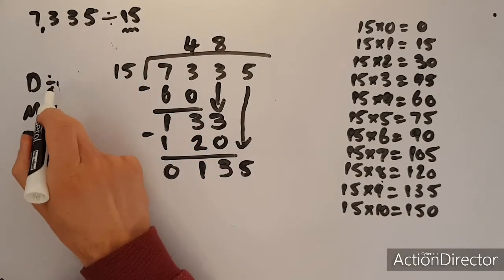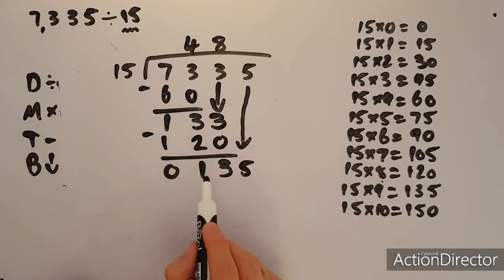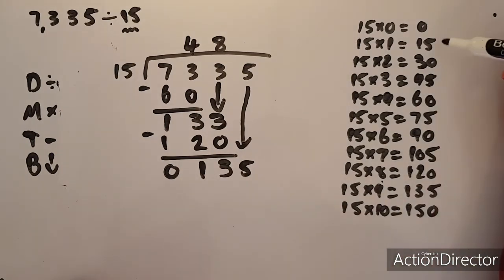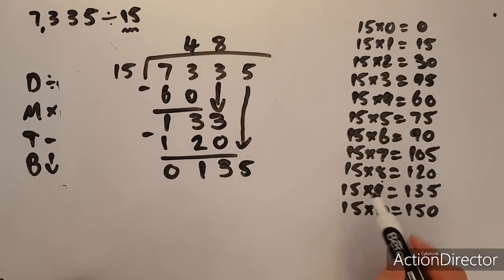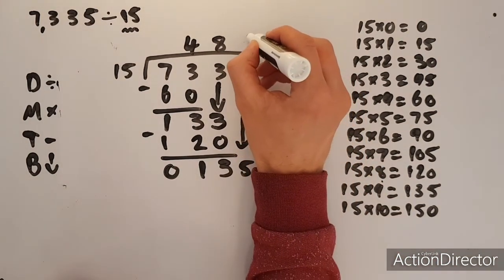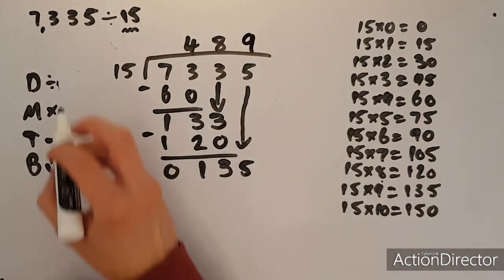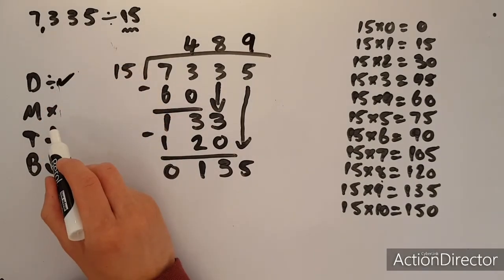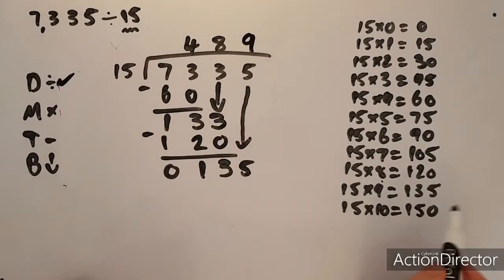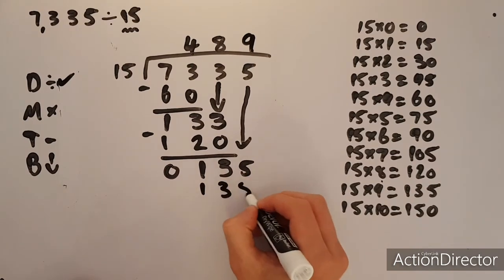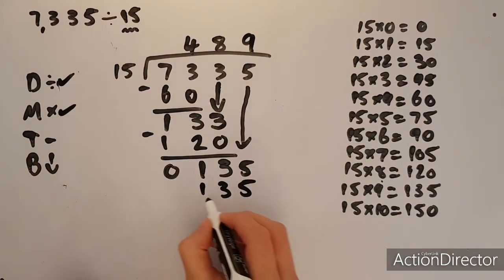So I'm going to start with division. How many times is 15 going into 135? Well, let's have a look. 15, 75, 90, 105, 120, 135. It goes in 9 times exactly. So I've done my division. Next I do my multiplication. So 15 times 9 gave me 135. I've done my multiplication. And I need to do my takeaway.